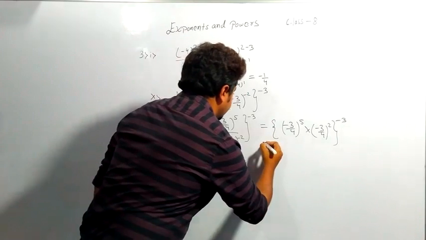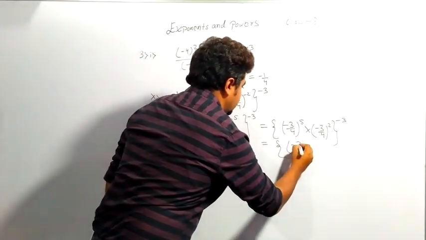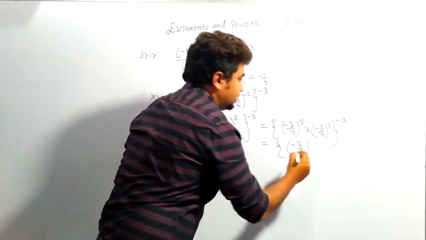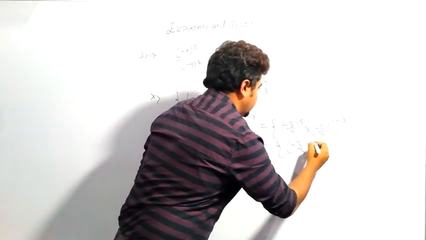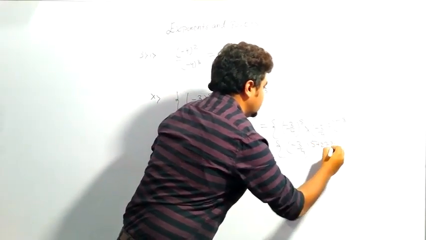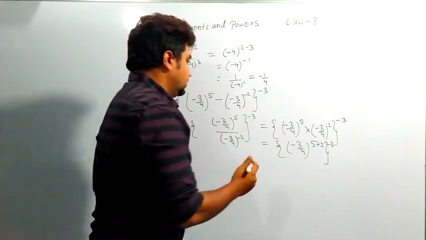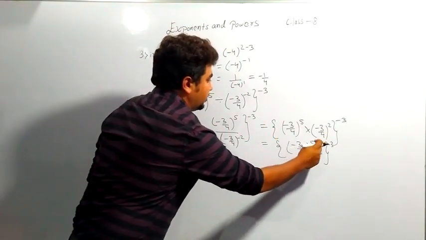So we can write it as minus 3 by 4. The base is the same everywhere, so we can write it as 5 plus 2, and overall the sign is minus 3. So again we can write it as minus 3 by 4, 5 plus 2 is 7.